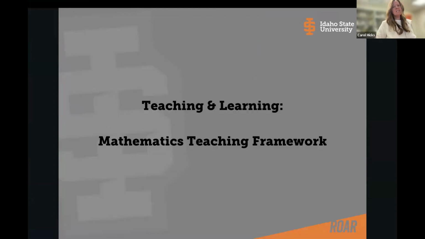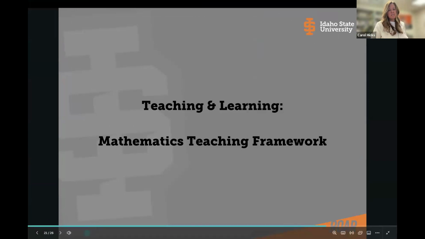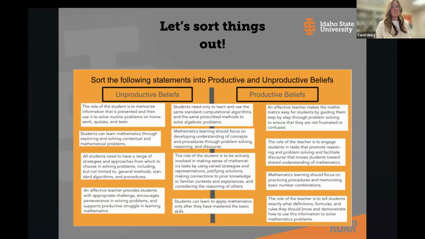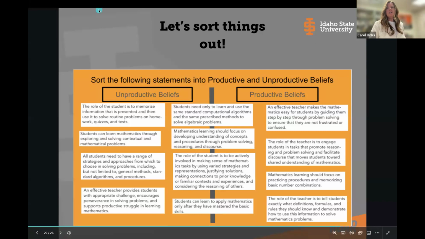All right, so our next thing I want to talk about, we want to bring this mathematics teaching framework to the forefront of the stuff that we do with ACL. Some of you may be familiar with it, some of you may not, but we're going to start with doing a little sort. After we do that, we're going to talk about the framework. So on the sort, here's what you will do.